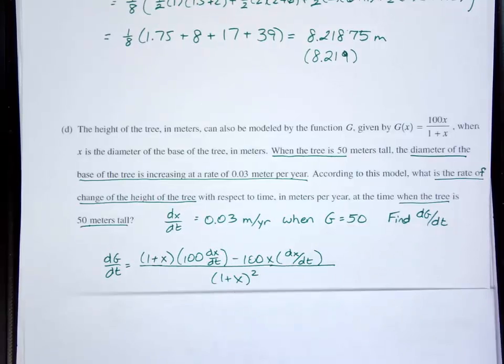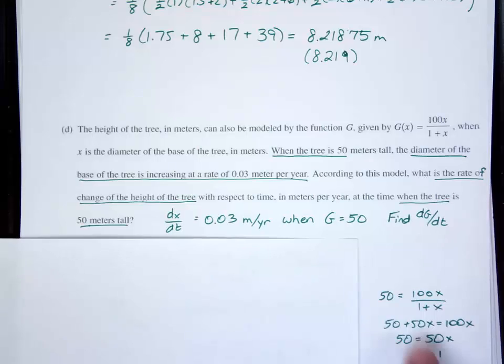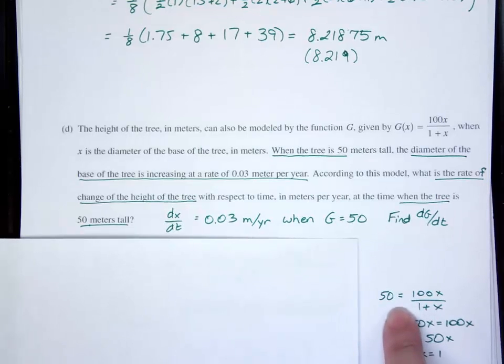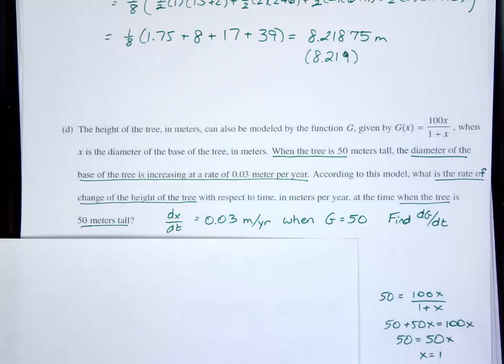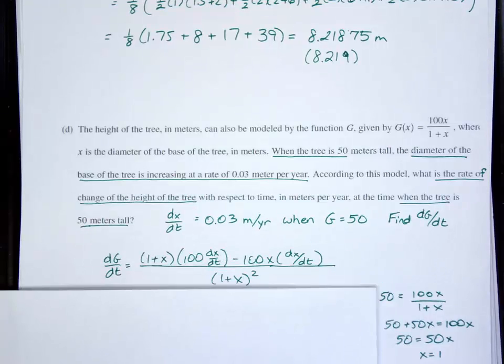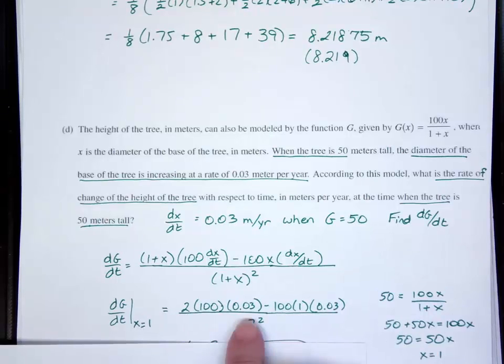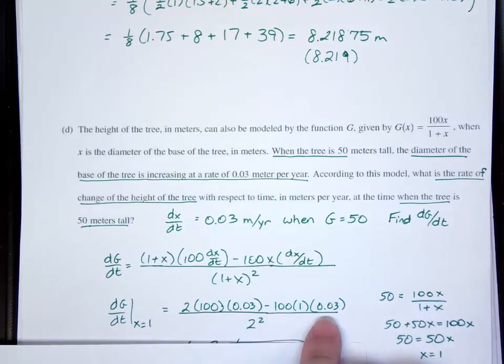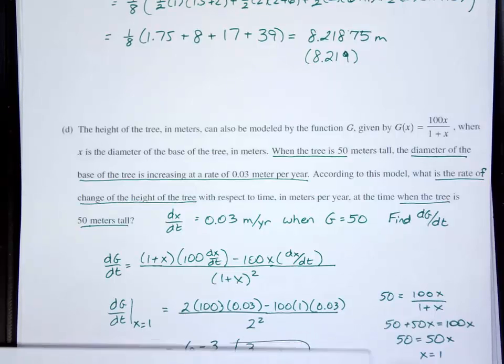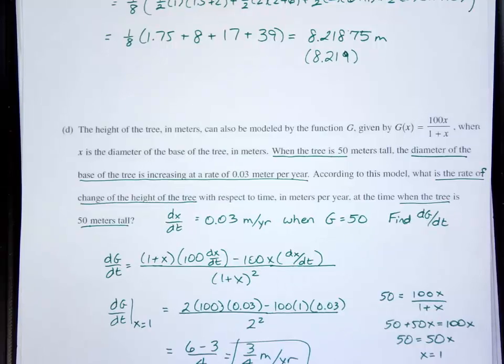So what I have to do is find out, when g is 50, what is x? And if you come over here, you can see you set the function equal to 50, that's this function up here, do the math, and you end up with x equals 1. So the 1 is the value I plug into my dg/dt. So I'm plugging in 1, get 2, 100, 0.03, 1, 100, 0.03 over 2 squared. And then when you clean it all up, you get 6 minus 3/4, which is 3/4 of a meter per year. So that is the rate of change of the height of the tree. Okay?